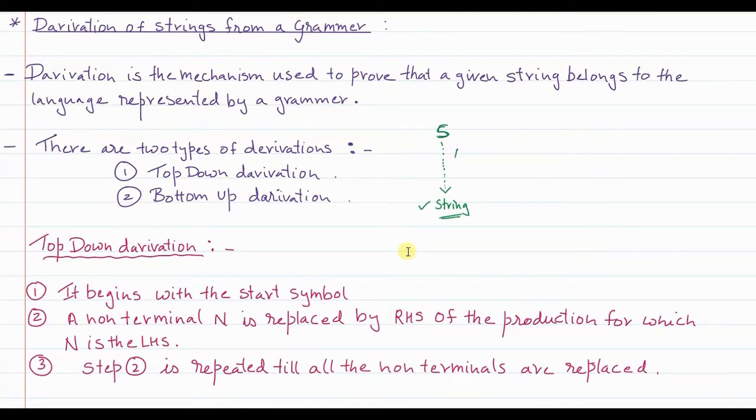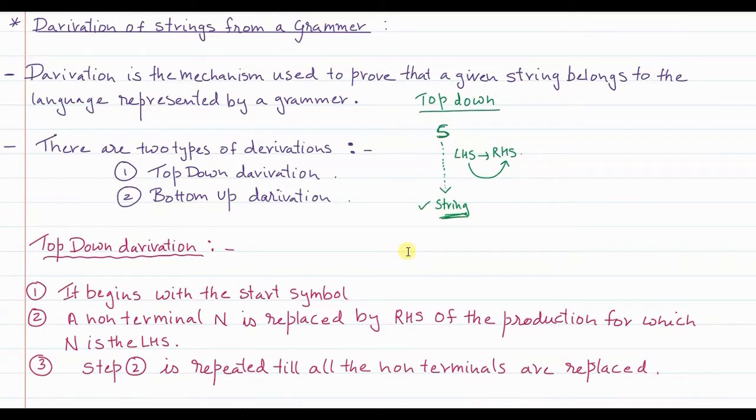So in this kind of mechanism, you start from the start symbol, and in subsequent steps, every time you have productions of the type left hand side giving right hand side, the left hand side element is replaced with the right hand side. We repeat this process till all the non-terminals are exhausted and we get the original string back. This approach is called the top-down approach.